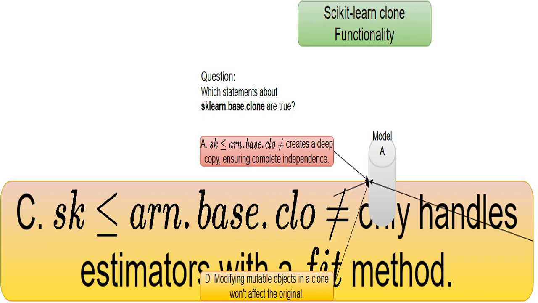Here, model_a is simply a placeholder for the original scikit-learn model. It's the model that will be cloned. Think of model_a as your original recipe. You can create many copies, clones, and modify them, adding different spices, but the original recipe remains unchanged unless you actively modify it.